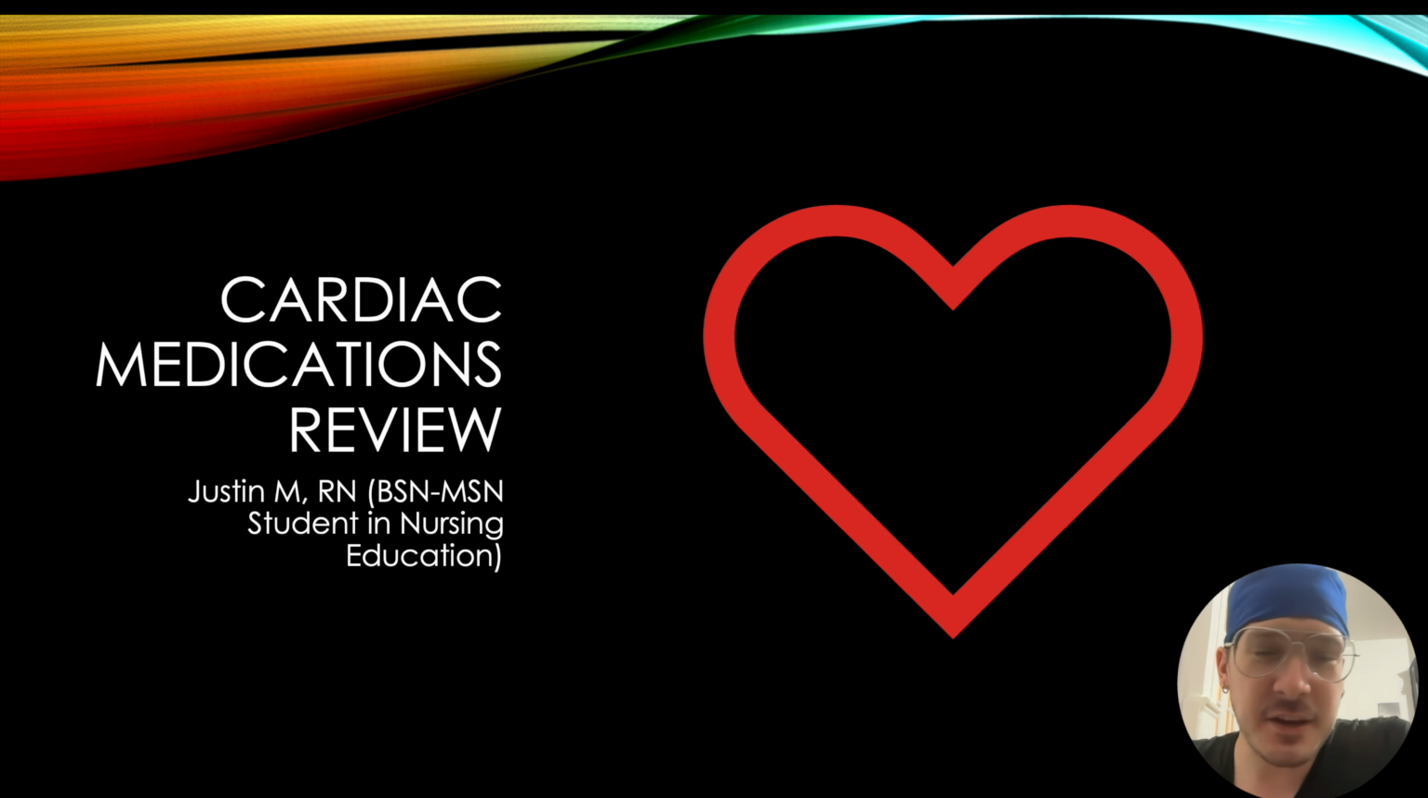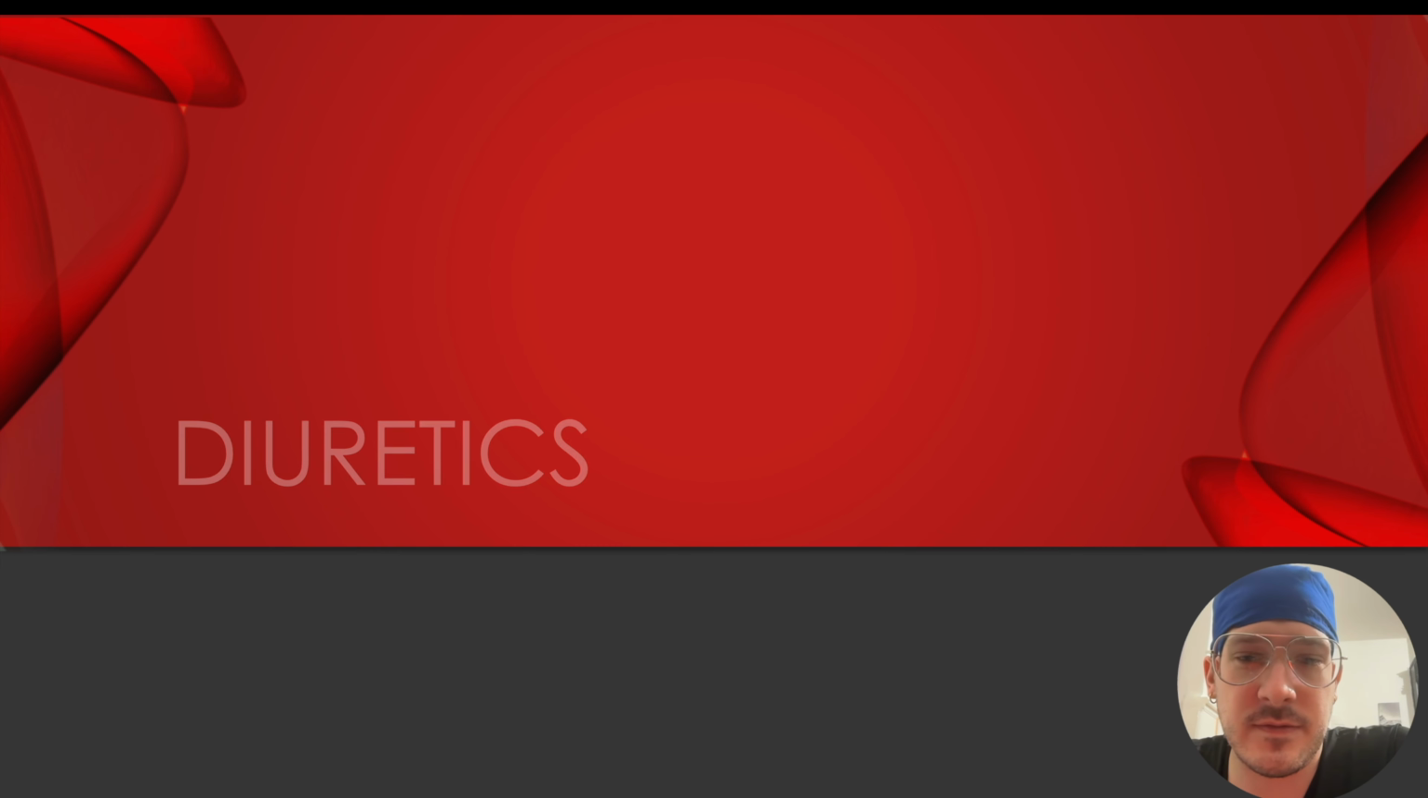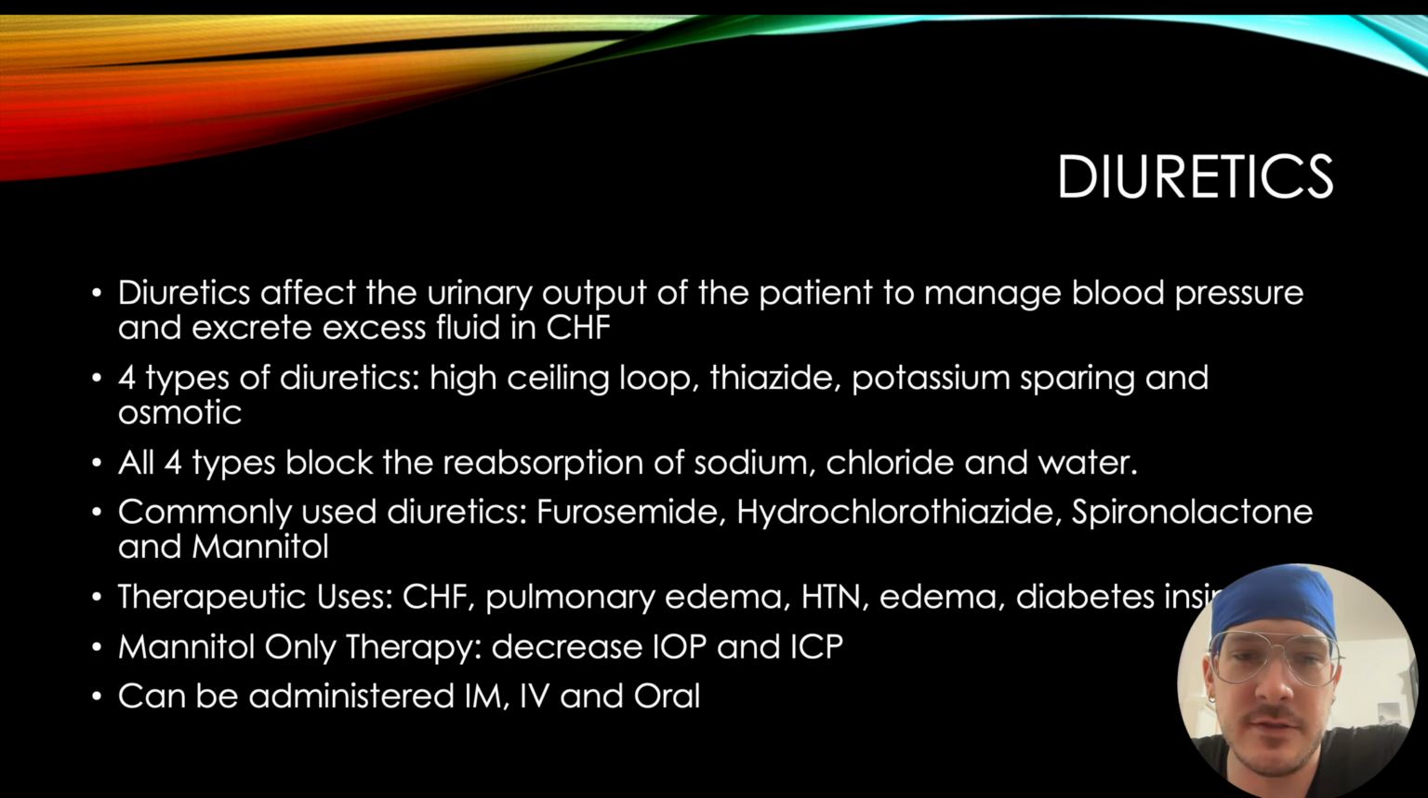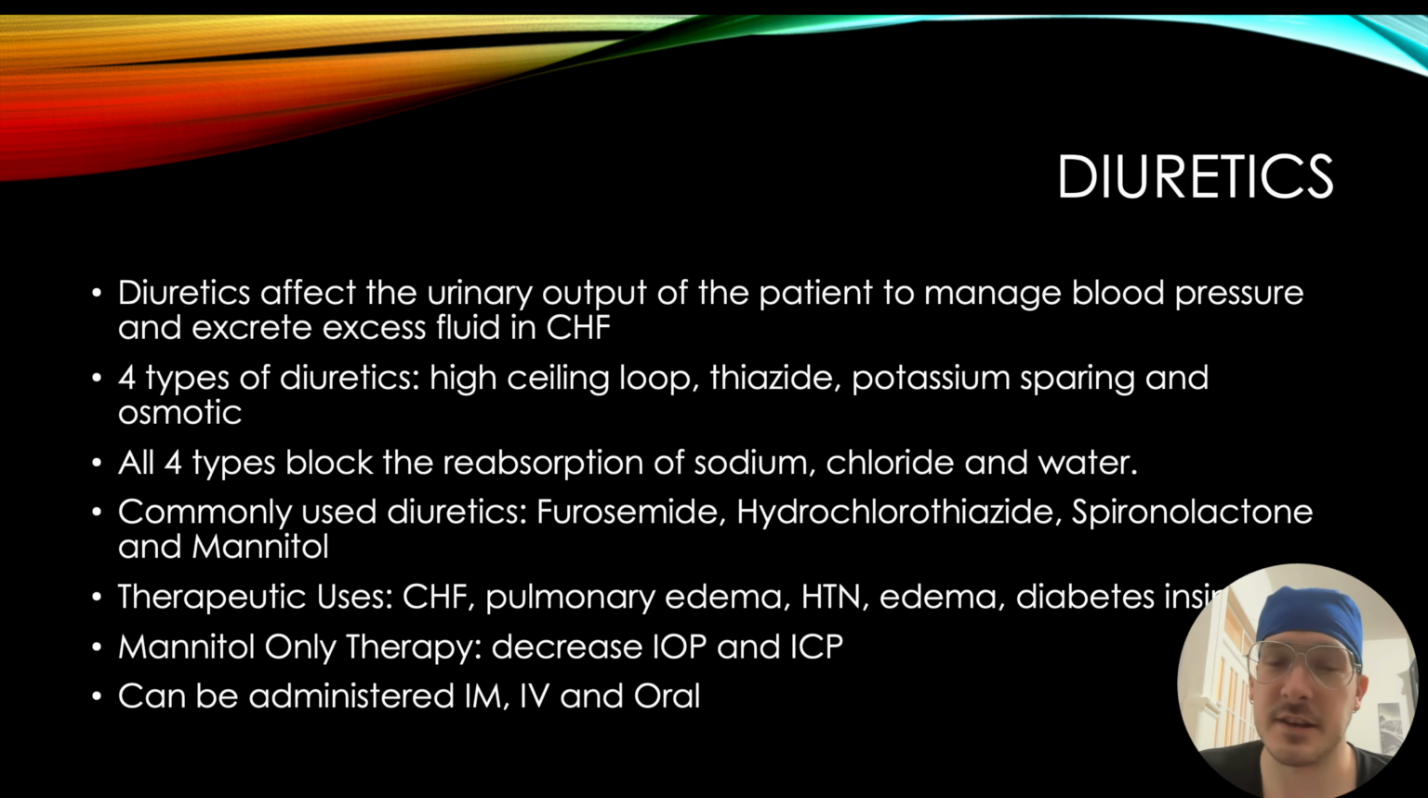So this is cardiac medications review. First up is diuretics. Diuretics affect the urinary output of the patient to manage blood pressure and excrete excess fluid in congestive heart failure, or CHF. Four types of diuretics are high ceiling loop, thiazide, potassium sparing, and osmotic.